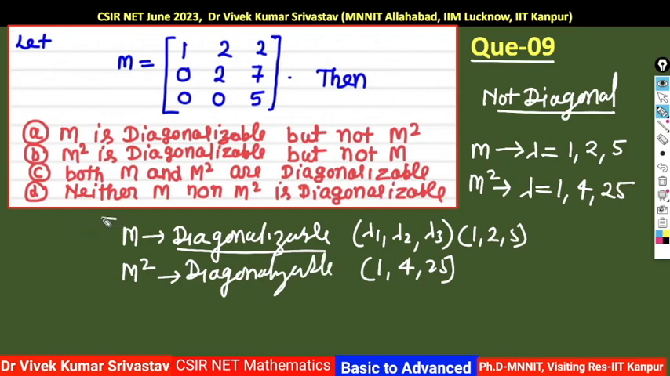कई प्रॉपर्टी हैं डायगोनलाइजेबल को चेक करने के लिए. If all the eigenvalues are distinct we can say that the matrix is diagonalizable. अगर आपका सिमेट्रिक मैट्रिक्स है तो भी वो डायगोनलाइजेबल होता है. तो बहुत सारे तरीके हैं चेक करने के डायगोनलाइजेबल के, राइट. So I think hopefully it is clear to everyone.